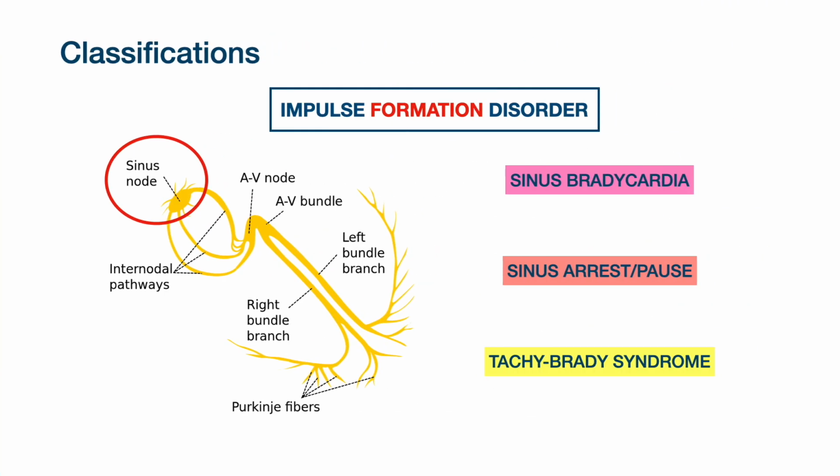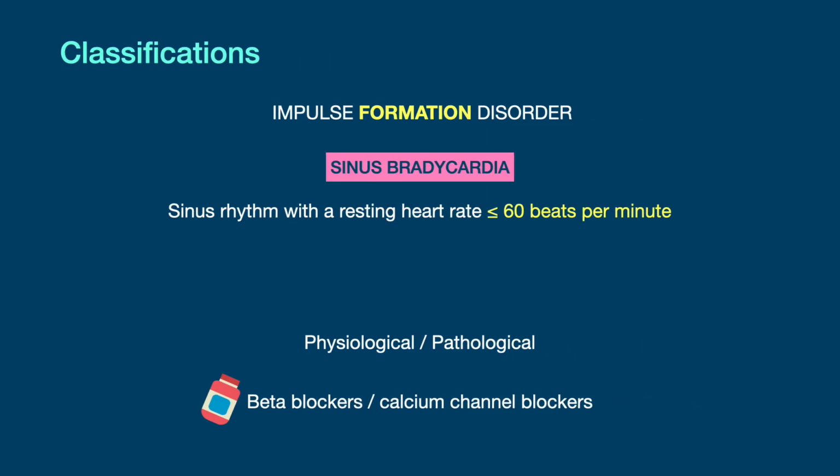Bradyarrhythmias may be classified into disorders of impulse formation and disorders of impulse conduction. Impulse formation disorders are disorders with the initiation of impulse from the SA node. Examples of these disorders are sinus bradycardia, sinus arrest or pause, and tachybrady syndrome. Let's look at each of these examples individually.